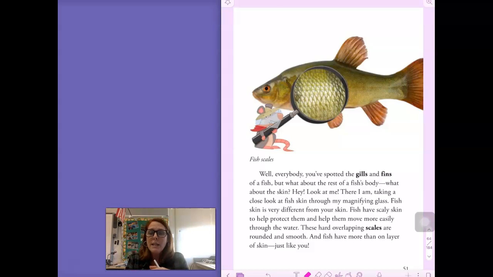These hard overlapping scales are rounded and smooth, and fish have more than one layer of skin, just like you. I think there's a typo there. I think this should say 1. We found a typo.